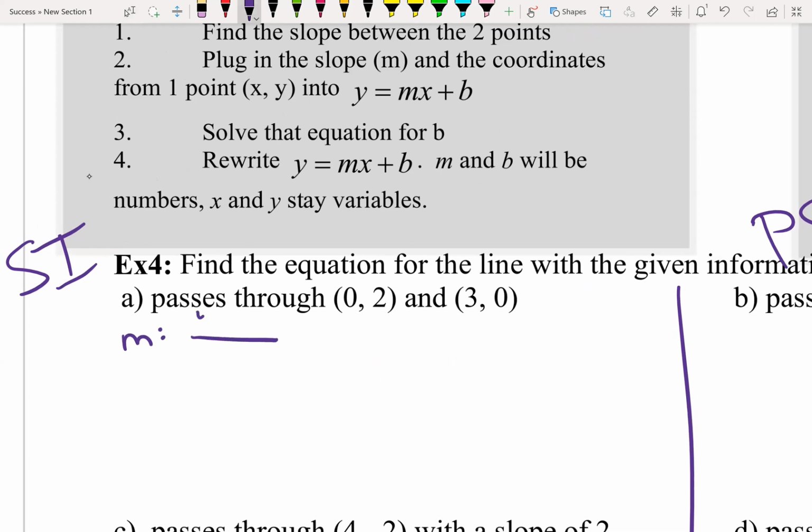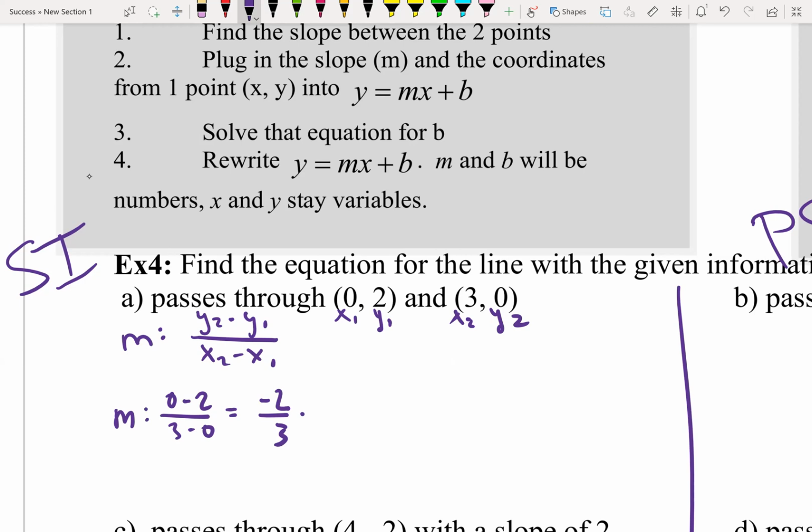So just like we've been doing, y2 minus y1 over x2 minus x1. We've got my x1, y1, x2, y2, and I'm going to plug them in. So my slope is going to be 0 minus 2 over 3 minus 0. And that simplifies down to negative 2 over 3.